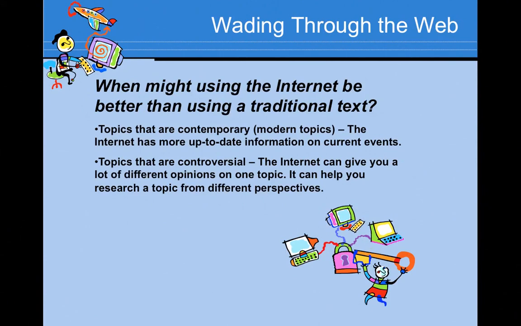So, why might using the internet be better than using traditional text? Topics that are more contemporary, like anything to do with current events, the internet will have more up-to-date information. Or if topics are controversial, the internet can give you a lot of different opinions on one topic, which can help you research a topic from different perspectives. This is very helpful for persuasive essays.